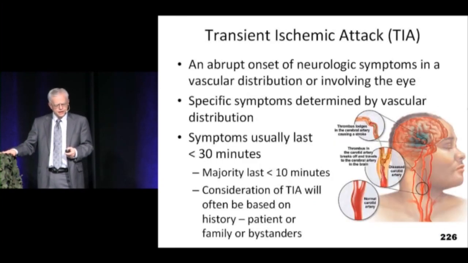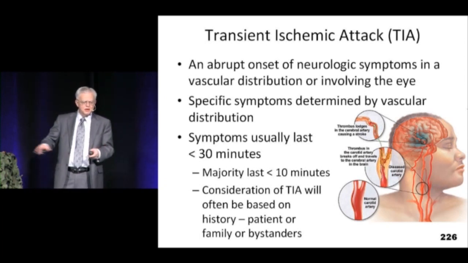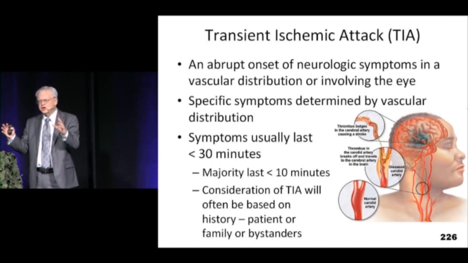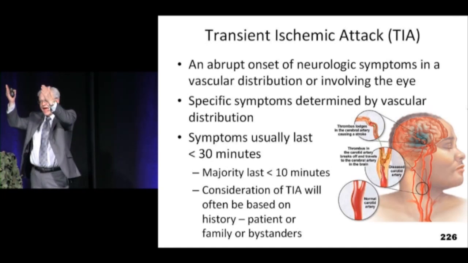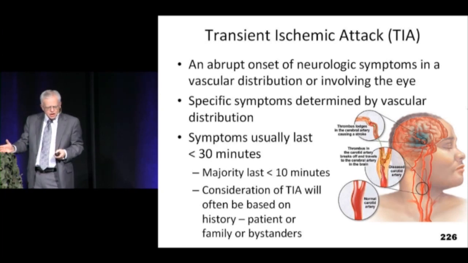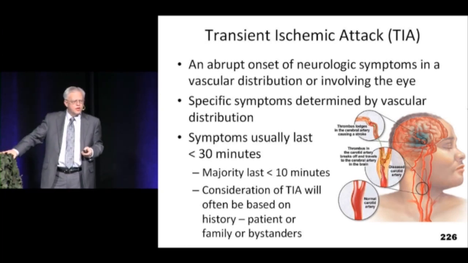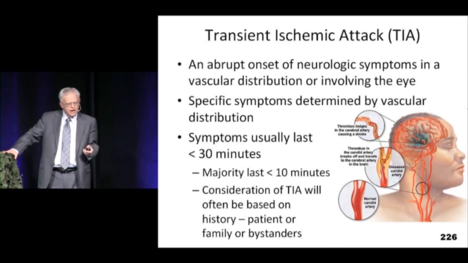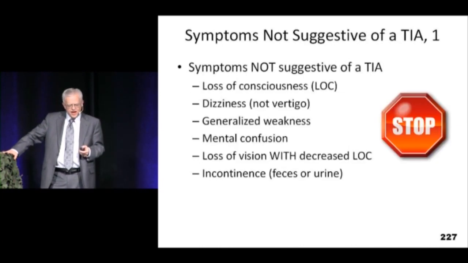Not a whit. What about, let's talk for a minute about transient ischemic attacks. These are abrupt onset of neurologic symptoms in a vascular distribution. We have to understand it as being able to find a vascular distribution. Usually lasts no more than 30 minutes, but can last up to 3 hours. Majority last even less than 10 minutes. Consideration of TIA will often be based on history, patient, family, other attacks they may have had.